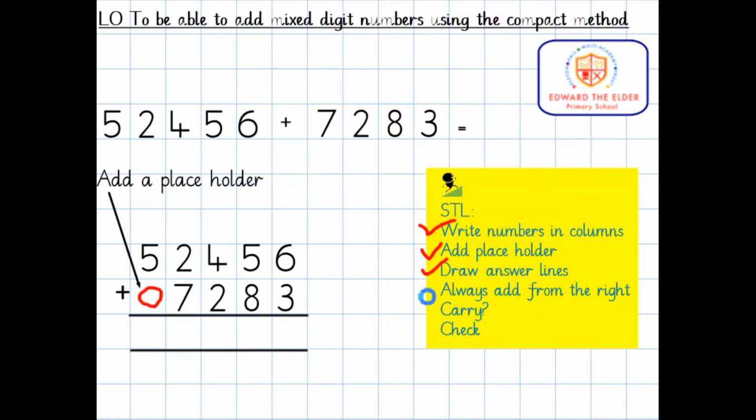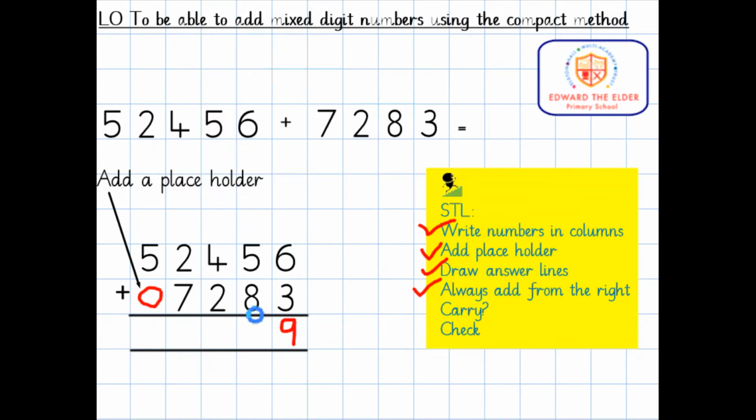The next step reminds me to always add from the right. We are aware of this from much of our prior learning, so I start with my ones column in this case. 6 add 3 is 9, so I'm going to do my 9 in that column, and I've started from the right, so I'm going to tick that next step. Have I got anything to carry over? No, so I can move on to my tens column.